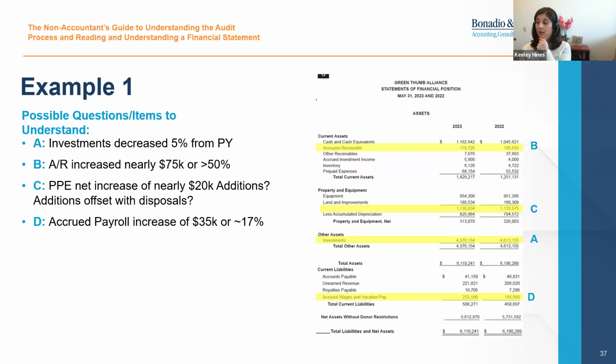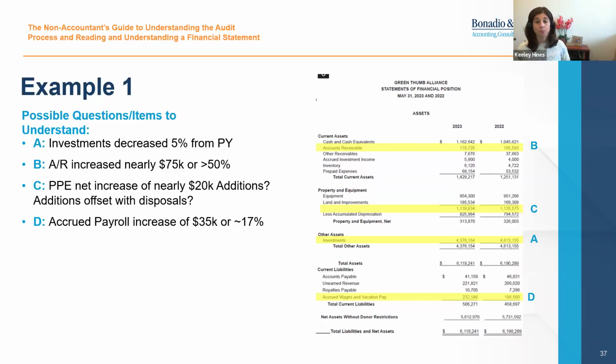And then letter D, the accrued wages and vacation payable. So this is a nice snapshot too, to just say, well, what's going on with accrued payroll? That represents payroll that your employees have earned, but you haven't paid them yet, right? Because at year end, whether it be May 31 or December 31, you don't run a special payroll to pay all of our employees just to make sure we pay them before year end. No, you're going to follow your pay date calendar that's been set forth.